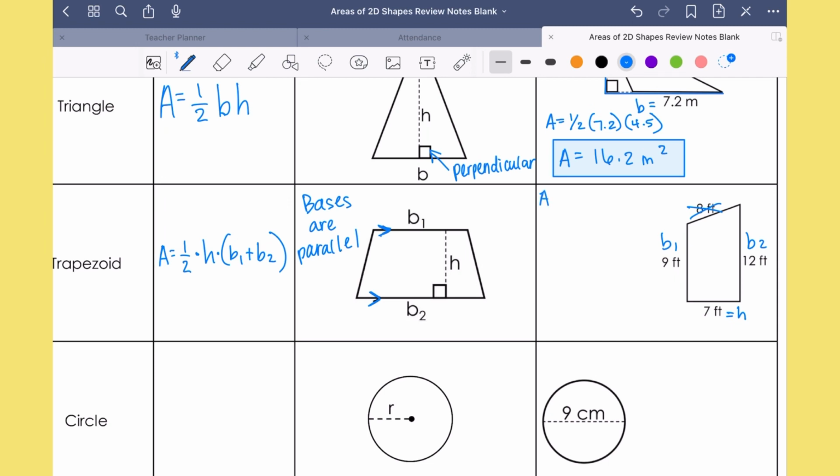Now, let's plug it into our formula. So 1/2, follow it like a recipe right here, times your height. What's your height? 7.